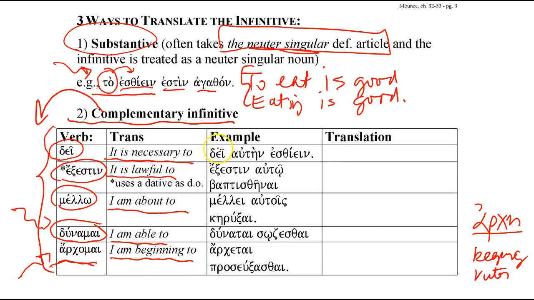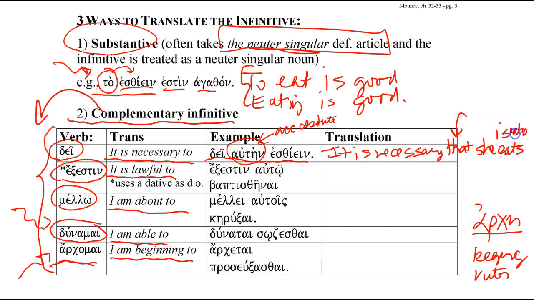And so here, dei auten esthien. This is from the last instructional video, where auten is the accusative absolute. So it is necessary. I'm going to use the relative conjunction: it is necessary that. And then auten is not the direct object, because I don't want to say that it's necessary that I eat her, or it's necessary to eat her. I want to say that it's necessary that she eats, or she is eating, since it's a present infinitive.